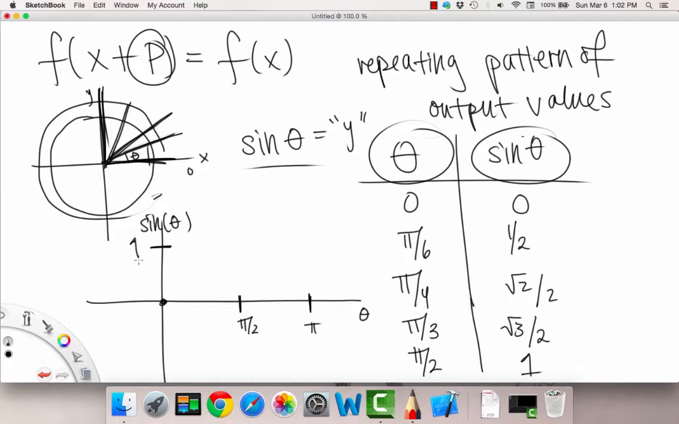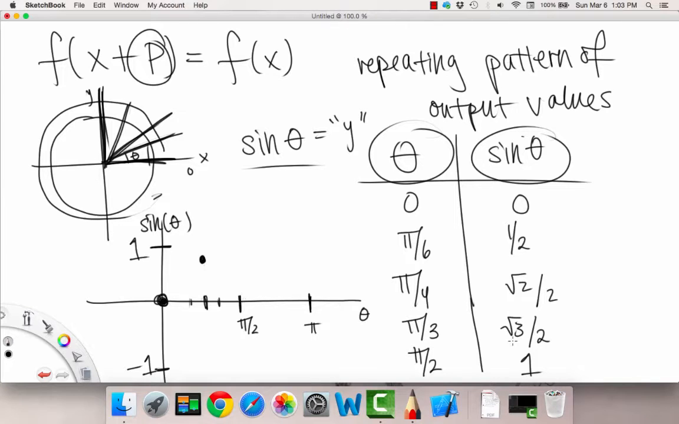And here's, let's say, positive 1, and here's negative 1. So 0, 0 is the point right here. Pi over 4 would be here. Pi over 6 is somewhere in there. Pi over 3 is somewhere in there as well. Basically, at pi over 4, we're at radical 2 over 2, so that's somewhere around here, kind of.